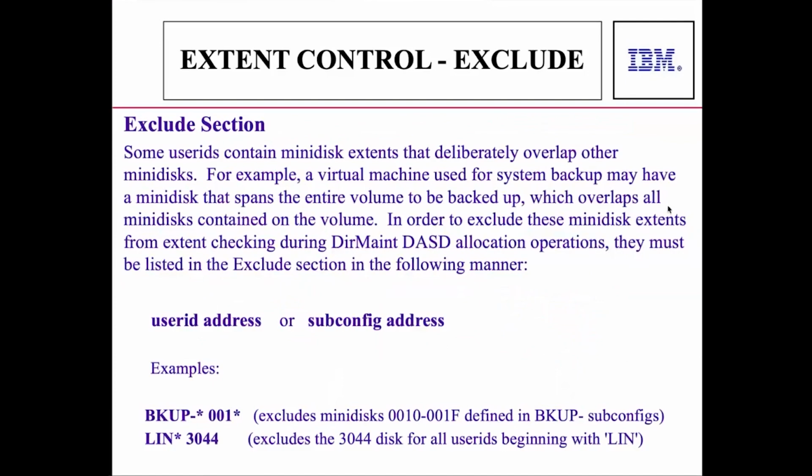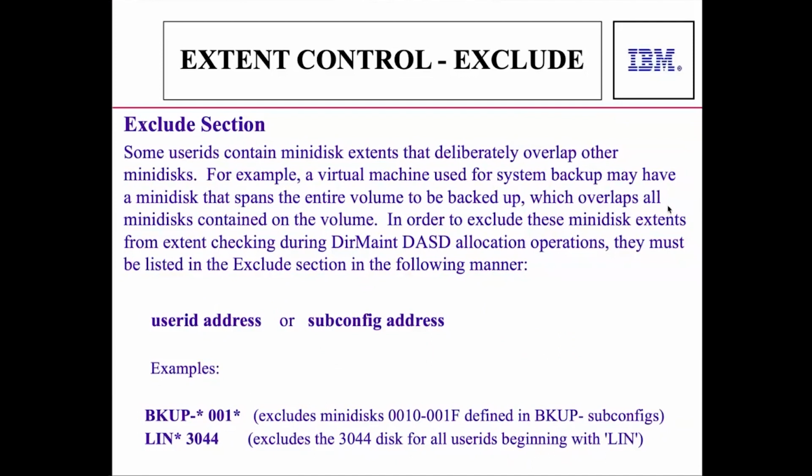The exclude section has minidisks that, as it says, deliberately overlap other minidisks. Typically, there's a minidisk to actually write the directory under MAINT. There's the 123 minidisk, which basically is the entire res pack. It overlaps the whole thing. And the reason for that is so it can write the directory wherever the directory cylinders are. It can find them and get to them.